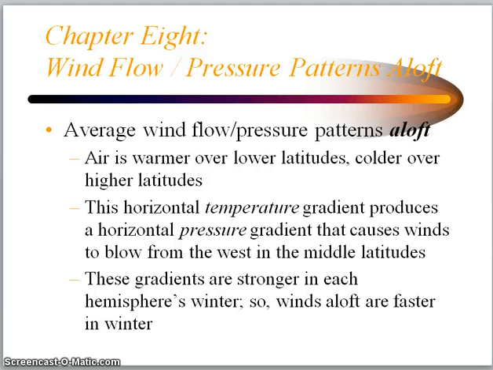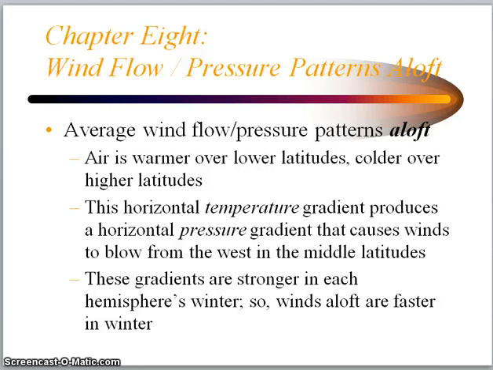Let's talk about the wind flow and pressure patterns aloft, now that we've explored the ones on the surface, above our heads. Air is warmer over lower latitudes. Colder air is over higher latitude. That's kind of a no-duh. This horizontal difference in temperature, which is a temperature gradient, produces also a horizontal difference in pressure, which is a pressure gradient. That causes winds to blow from the west in the middle latitudes. The winds above our heads in the middle latitudes are called the westerlies.